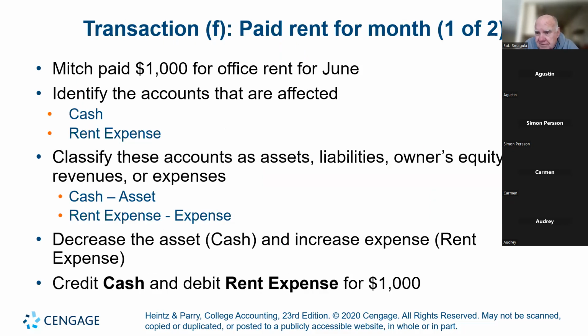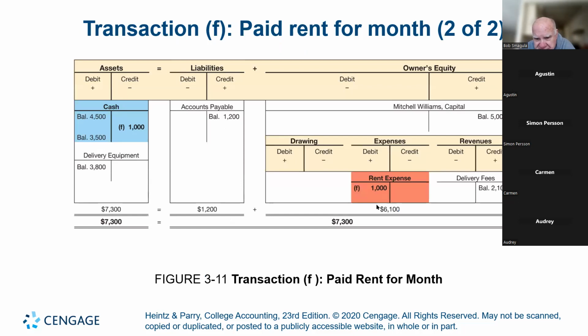We paid for the rent. I think rent is an expense, don't you? So we have an expense called rent, and we paid cash. Expenses increase on the debit side. We debit rent expense. We credit cash $1,000, okay?